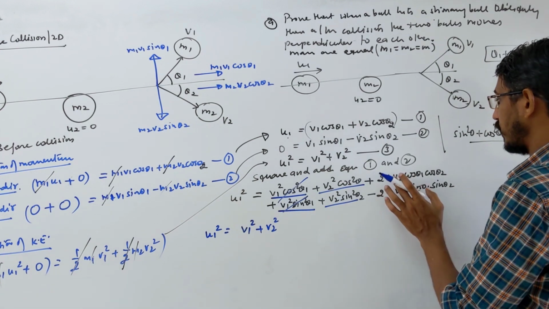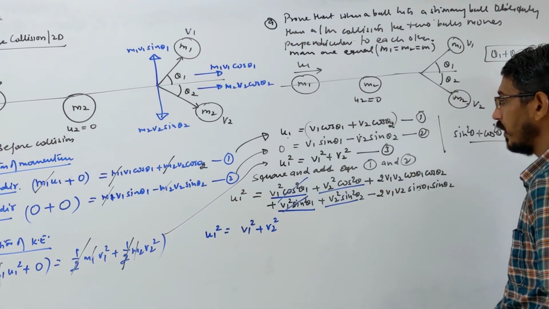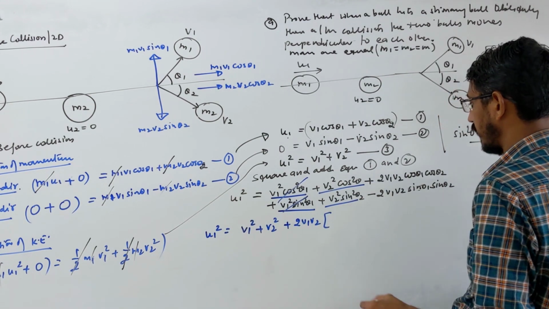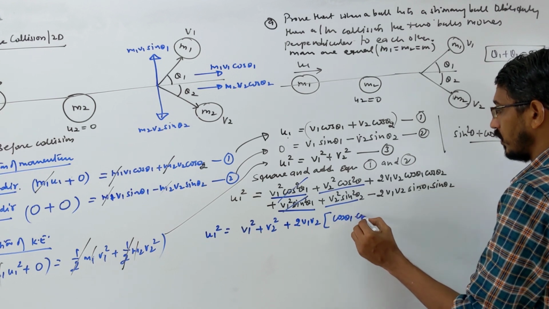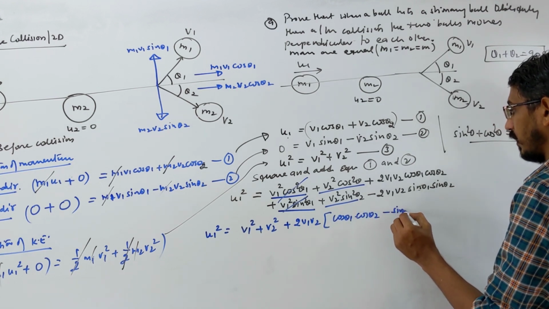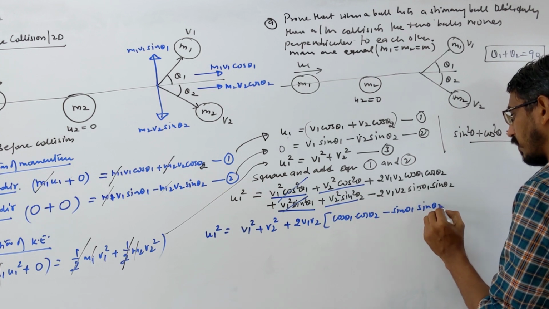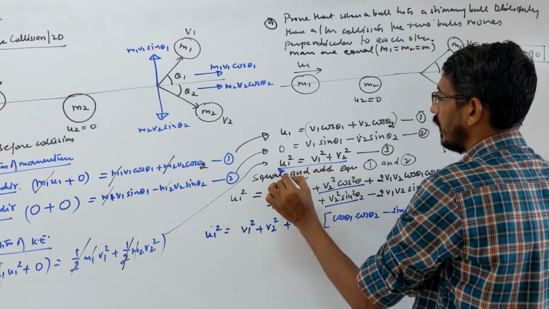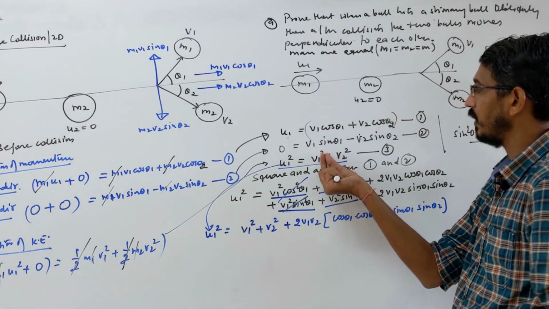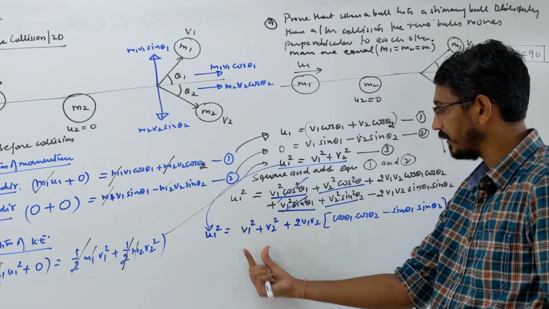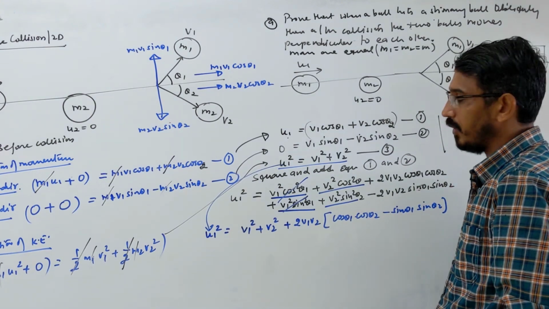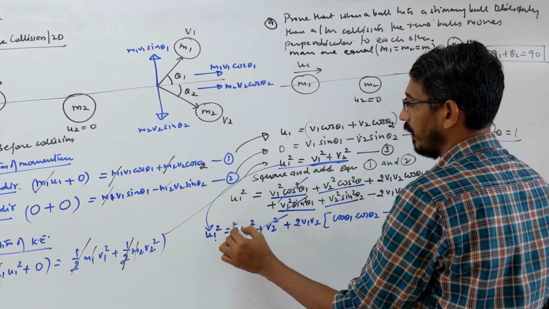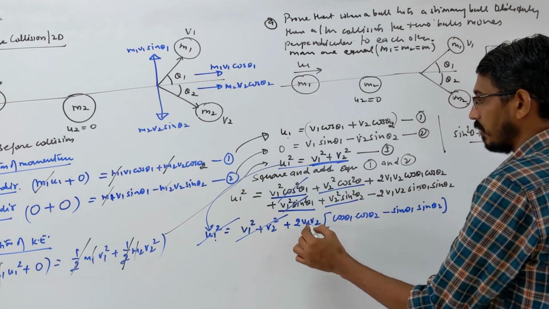Okay, what is remaining? These two terms are remaining, right? When I take 2 v1 v2 common, I get this answer, cos theta 1 cos theta 2 minus sin theta 1 sin theta 2. Now you can replace this thing from here. When I replace u1 square, the v1 square and v2 square terms will get cancelled, right? Can you understand? When I put v1 v2 here, this term will get cancelled with that. So this term also goes to the other side and becomes 0.